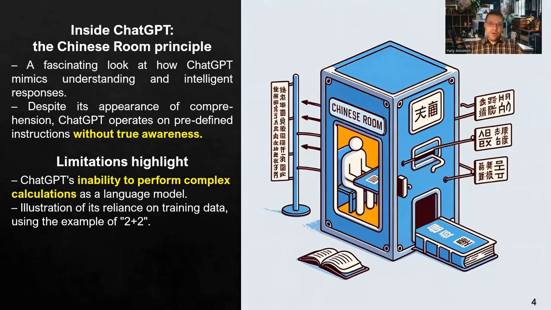So ChatGPT is not actually aware of what it is doing. It doesn't have any consciousness. That's important. It just has instructions.